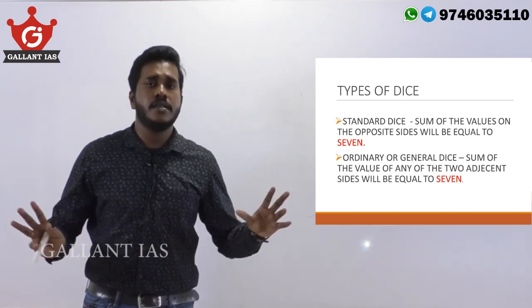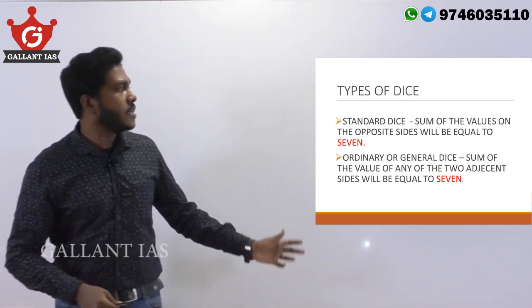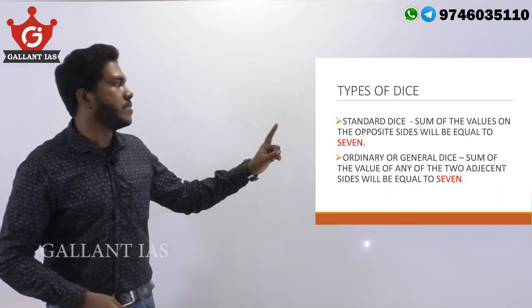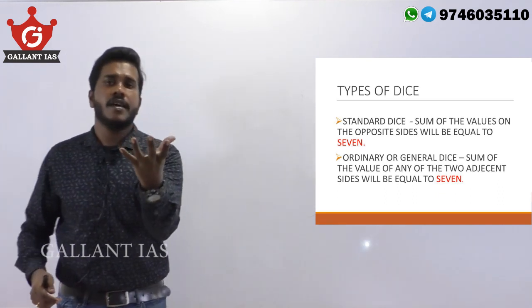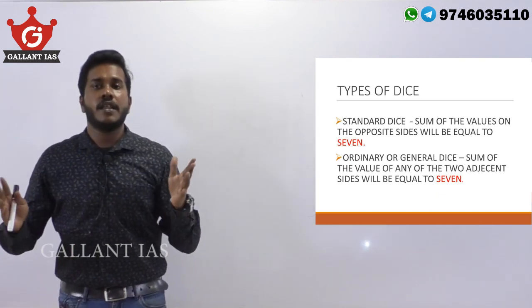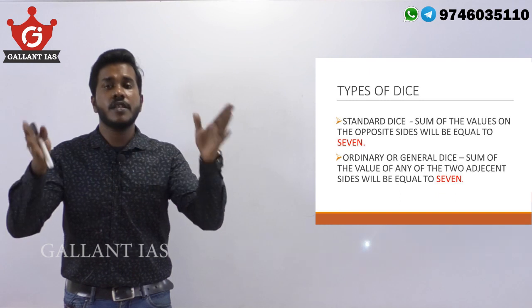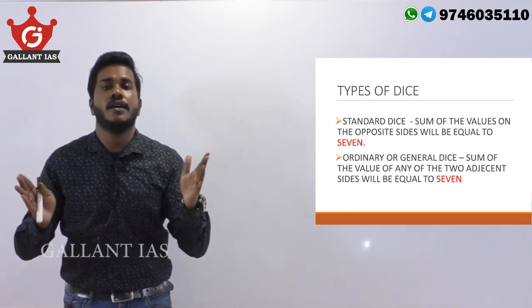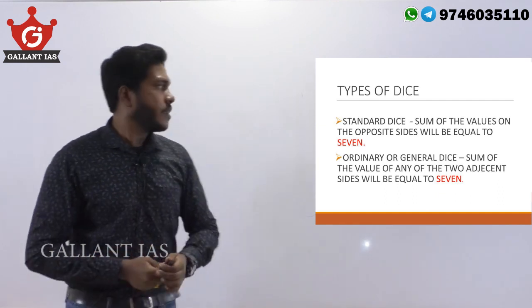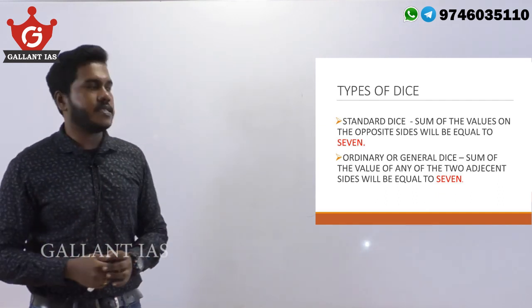Standard dice. What actually is a standard dice? A standard dice means the sum of the values on the opposite sides will be equal to 7. That is, if you are taking a dice and you are giving some values, the sum of the values of the two opposite sides in a dice will be equal to 7. I will be showing an example later.